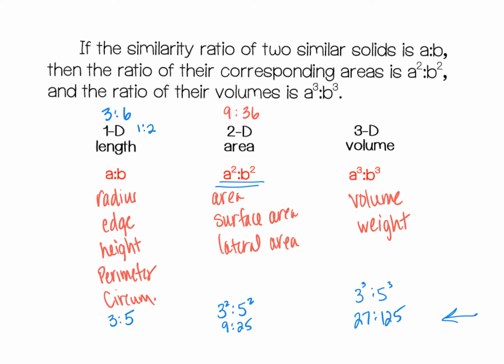Then what I can do is find the ratio of the volumes. You always have to go back to one dimension if you want to go higher. So if you have a ratio of 1 to 2, their volume is going to be a ratio of 1 cubed to 2 cubed, or 1 to 8. All right, so that's what we're going to practice next.